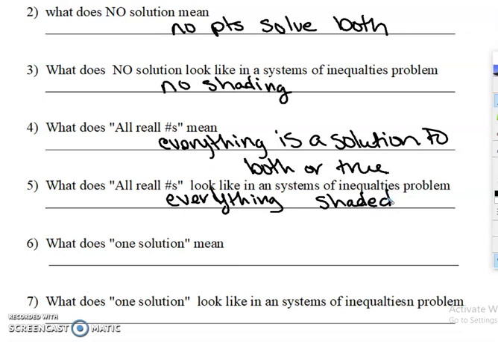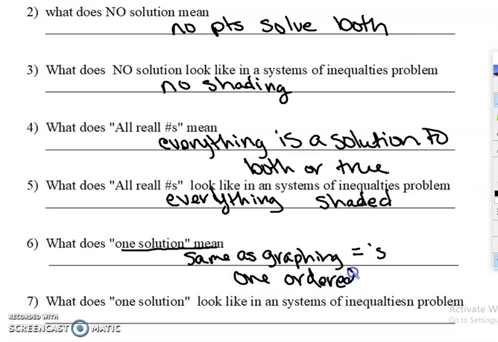What does one solution mean? One solution in inequalities means the same as it meant with graphing equations. One ordered pair was true. What does one solution look like in an inequalities problem? I did not find that. Hold on, undo. It's going to look just like the other.